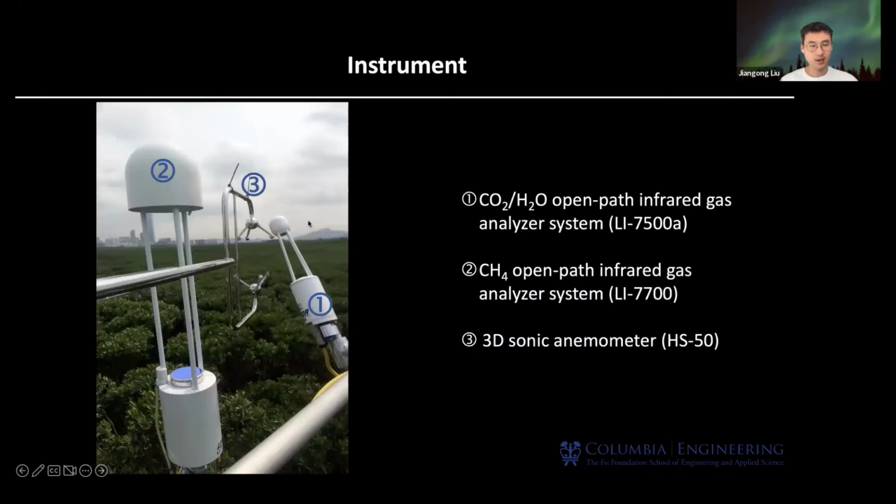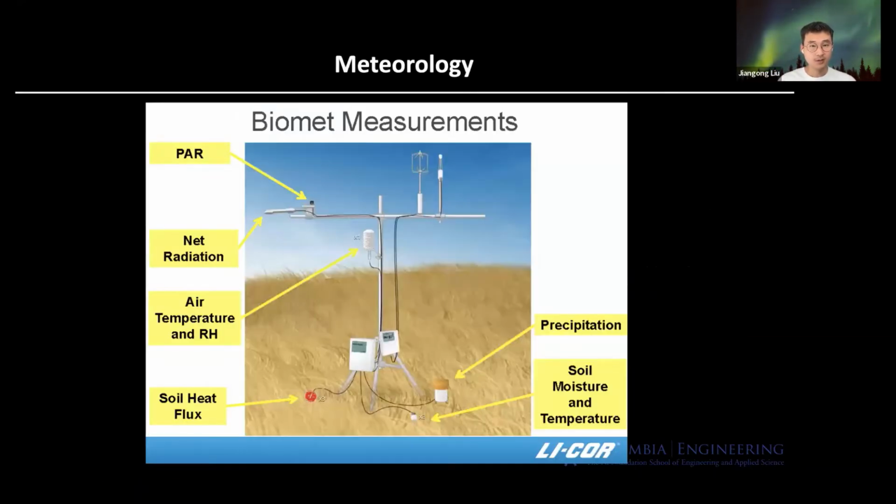An eddy covariance system should at least consist of a sonic anemometer and a gas analyzer. In our case, we have two gas analyzers, which can quantify the mixing ratios of CO2, water, and also methane. A standard eddy covariance tower also consists of different sensors to monitor the conditions in the air and in the soil, for example, light, air temperature, the humidity in the air, and also soil moisture and temperature.